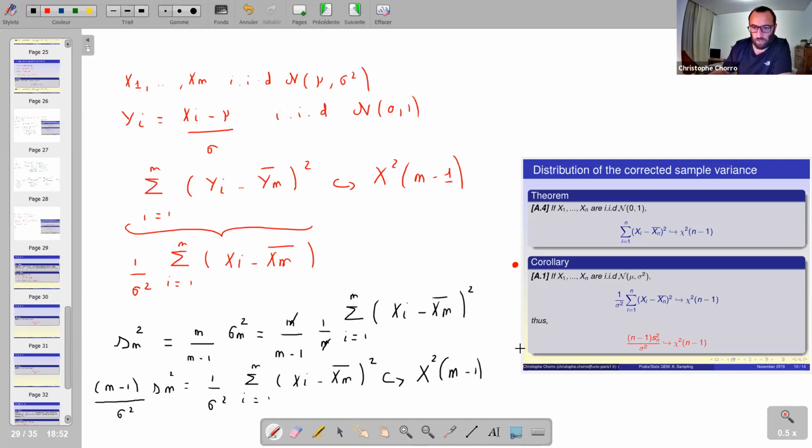Okay, so I have this one. And this quantity is what we call a pivotal quantity, because once again, I have a distribution here that is independent of the parameters of my problem, mu and sigma square. I have no more mu and sigma square here. And with this one, we are going to be able to build a confidence interval for the variance of N(mu, sigma square). So let's do the job.